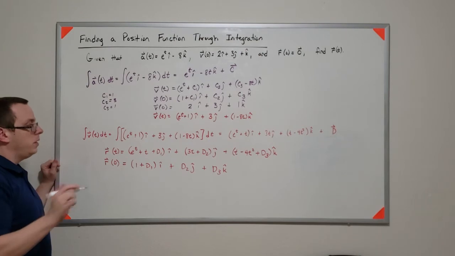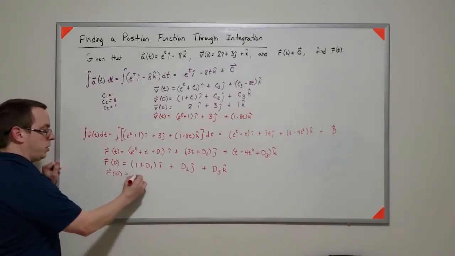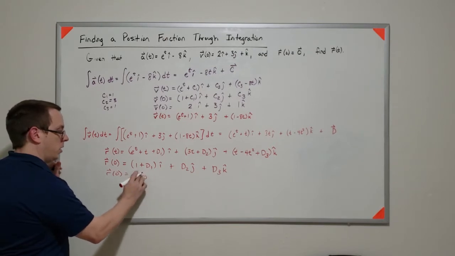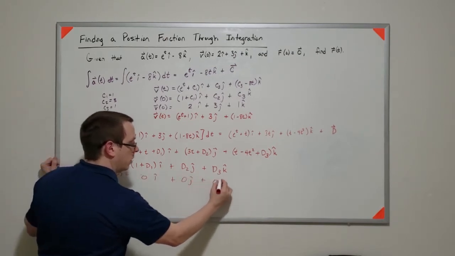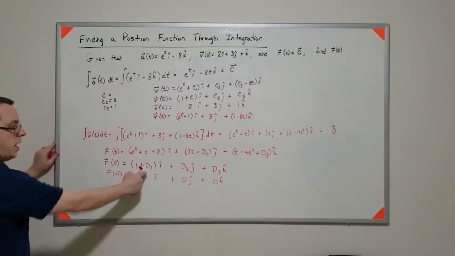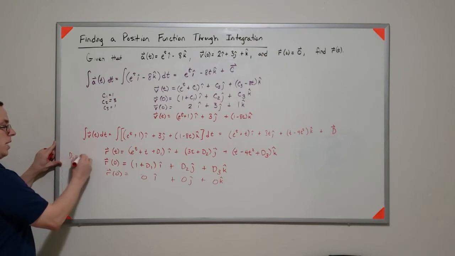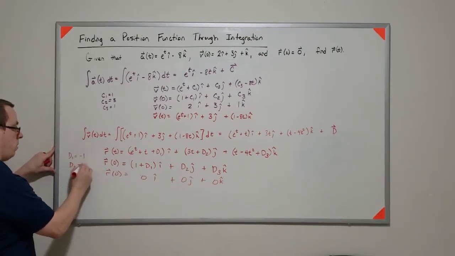All right, then we also know that the initial position is the origin, which tells me that d1 has to be negative 1, and d2 and d3 are actually both 0.